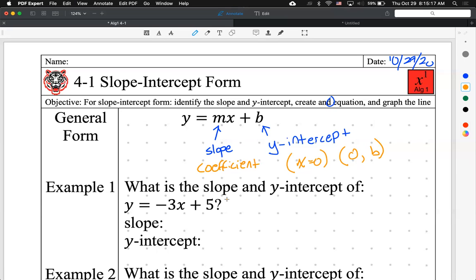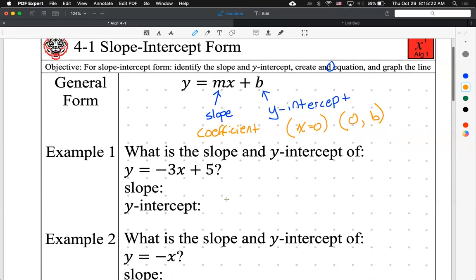All right, let's go to example number 1. I need to find the slope and the y-intercept of y equals negative 3x plus 5. Who has it? Sorry, Giorgio, I probably will not call on you for the rest of the lesson since you've already done this. You can go into the homework. It's already up on Khan Academy.